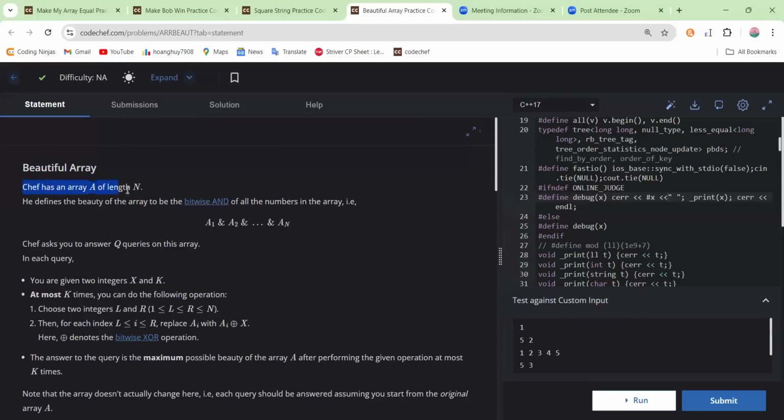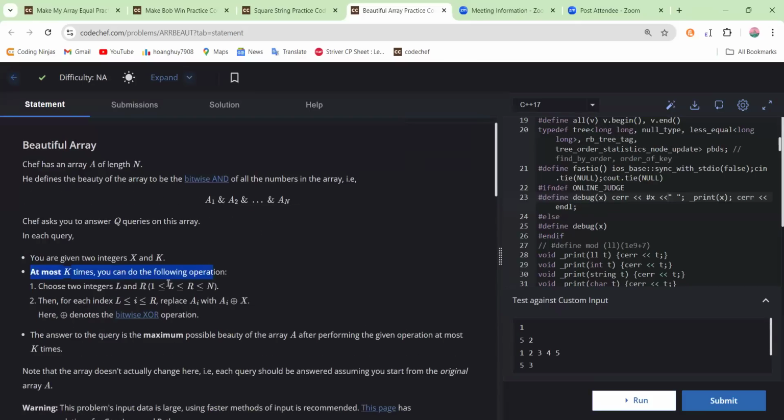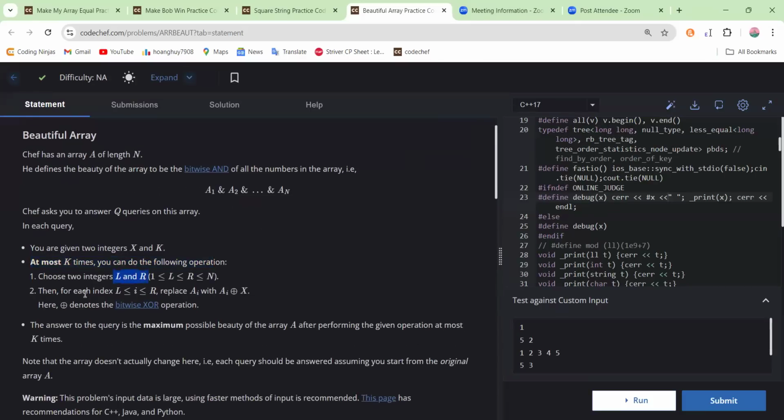Chef has an array A of length n. He defines the beauty of the array to be the bitwise AND of all the numbers in the array. That is, if he has n integers, then the beauty of the array is a1 AND a2 AND up till an. Chef asks you to answer q queries on this array. In each query, you are given two integers x and k. At most k times, you can do the following operation: choose two integers L and R, then for each index from L to R, you can replace Ai with Ai XOR X. Here XOR defines the bitwise XOR operation.